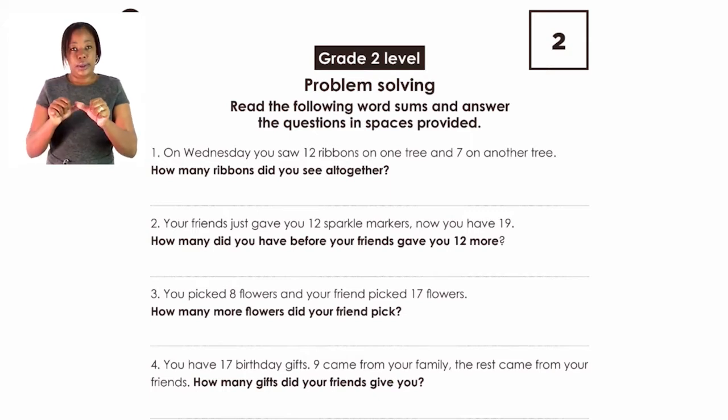And after that, you have now to decide what operation sign are we going to use. Is it a plus or is it a minus? There are only 2 operation signs for this page. Okay.